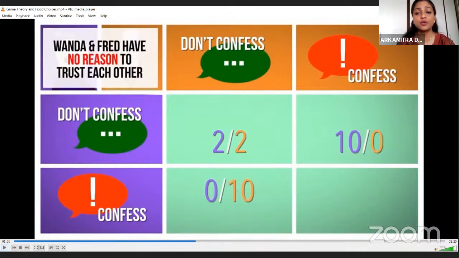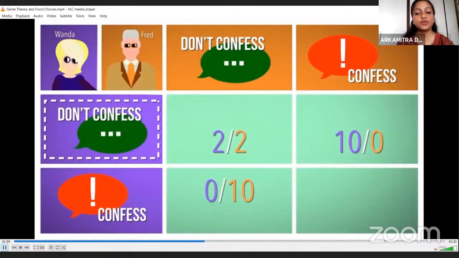And they have no reason to trust each other either. So Wanda doesn't know whether Fred is going to stab her in the back, and Fred also doesn't know whether Wanda is going to stab him in the back. So for both of them, confessing seems to be a safer bet than not confessing, although not confessing seems to be a better choice, right? Theoretically.